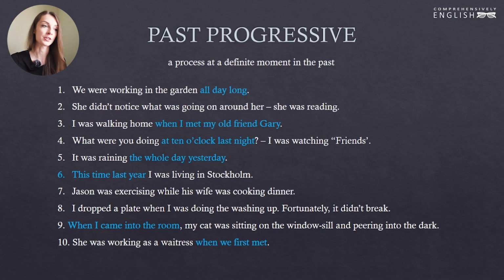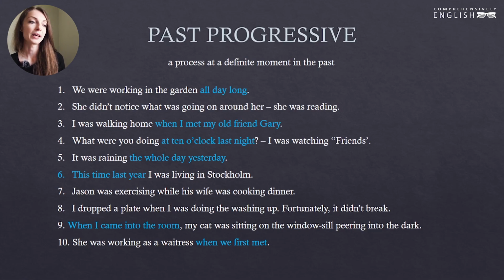That was a process. This time last year, I was living in Stockholm. This time last year is a particular moment in the past at which something was going on. Jason was exercising while his wife was cooking. Here we have two processes in the past. He was exercising while she was reading. I dropped a plate when I was doing the washing up. Fortunately, it didn't break. I was doing the washing up is a process, and at one of the moments of this process, I dropped a plate.